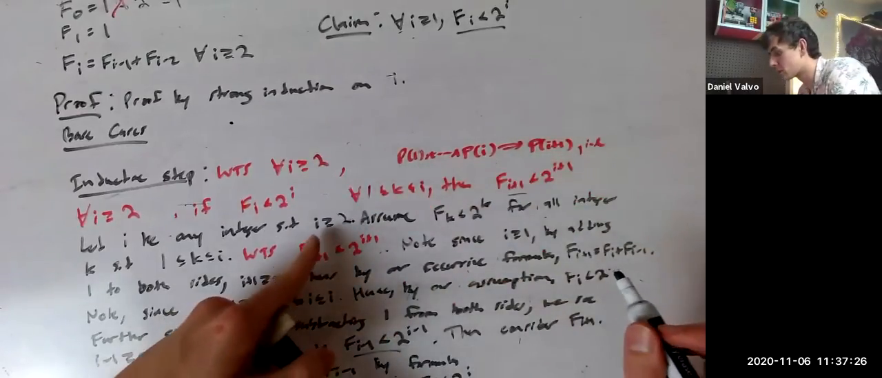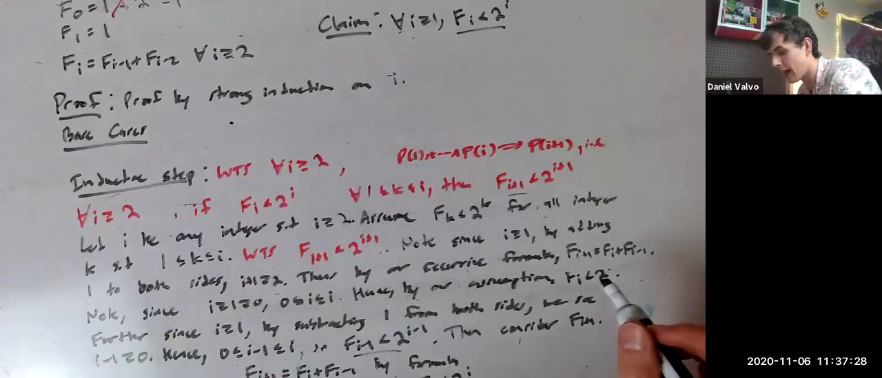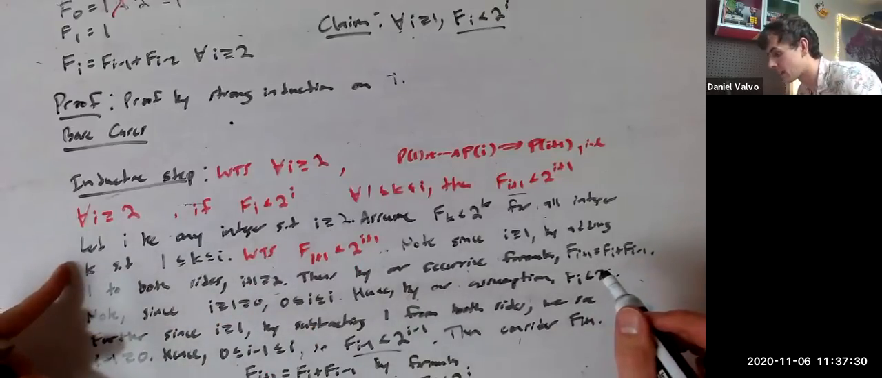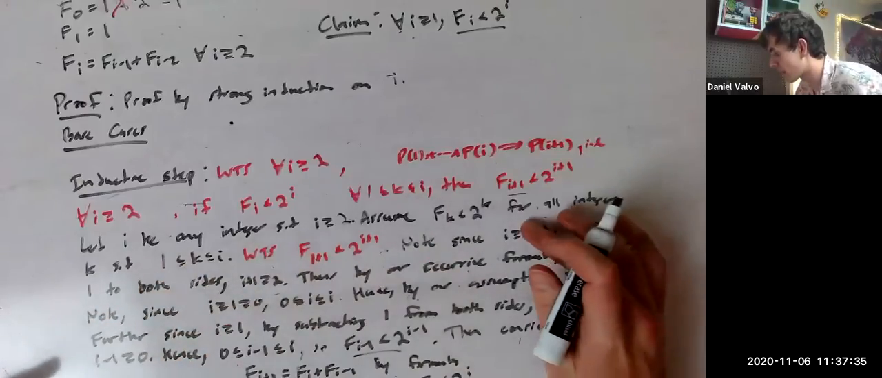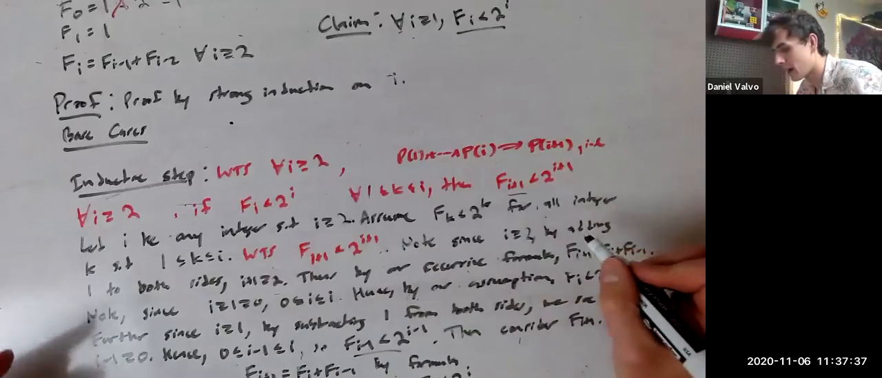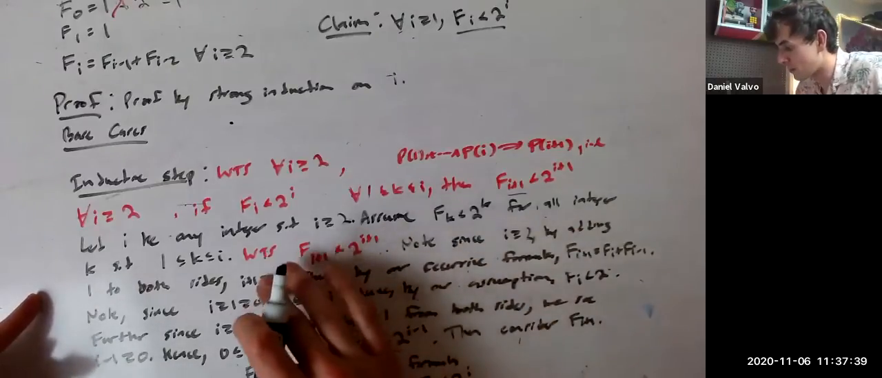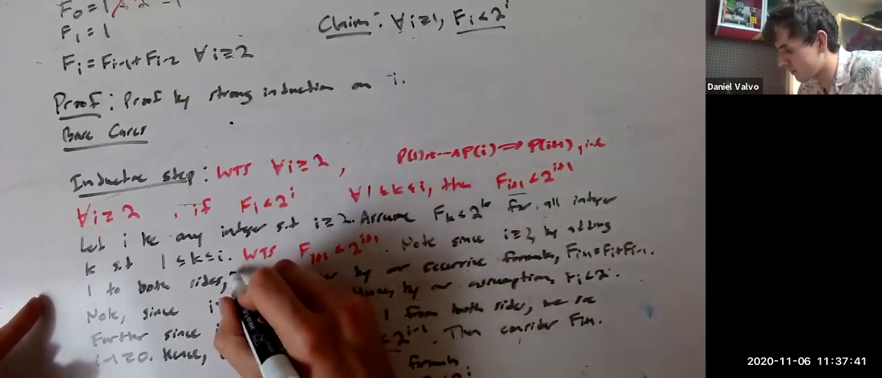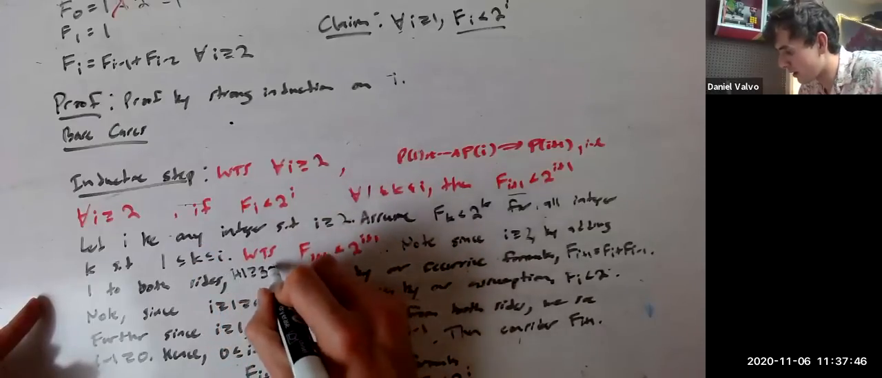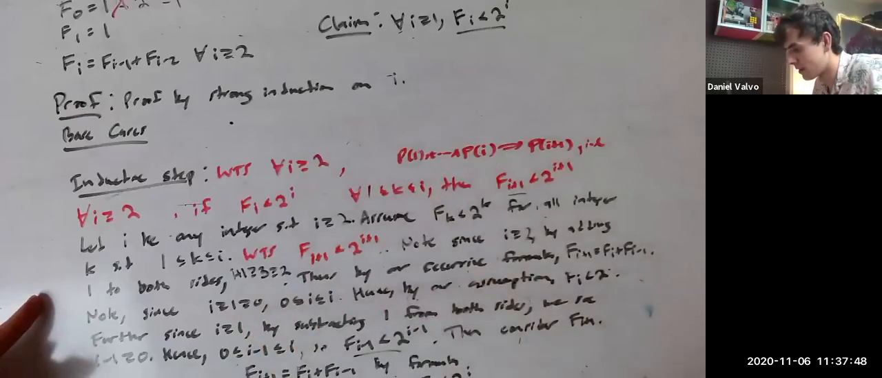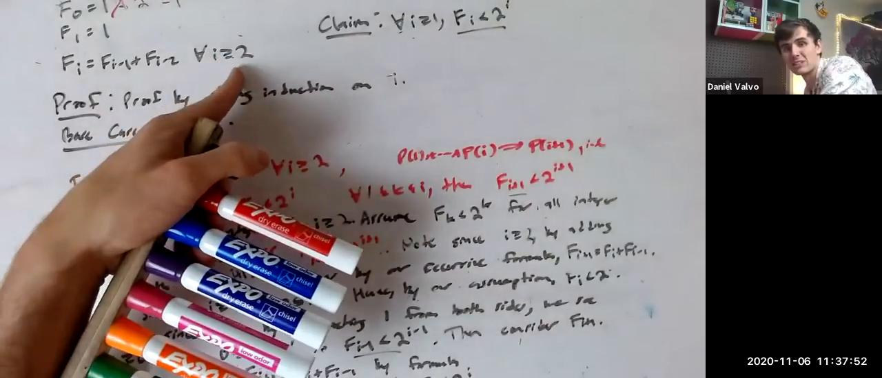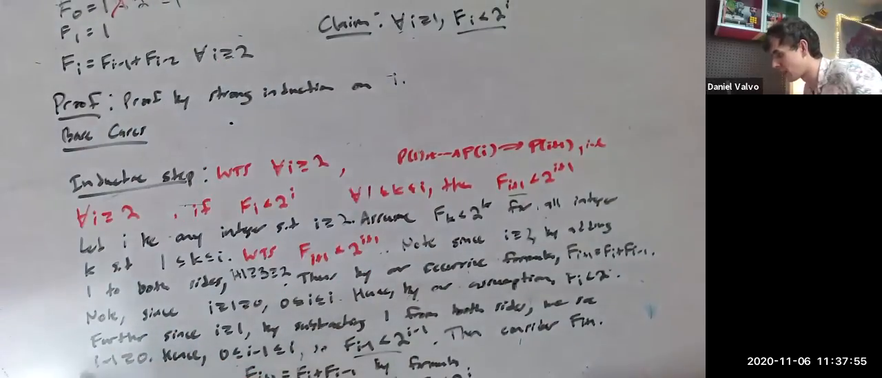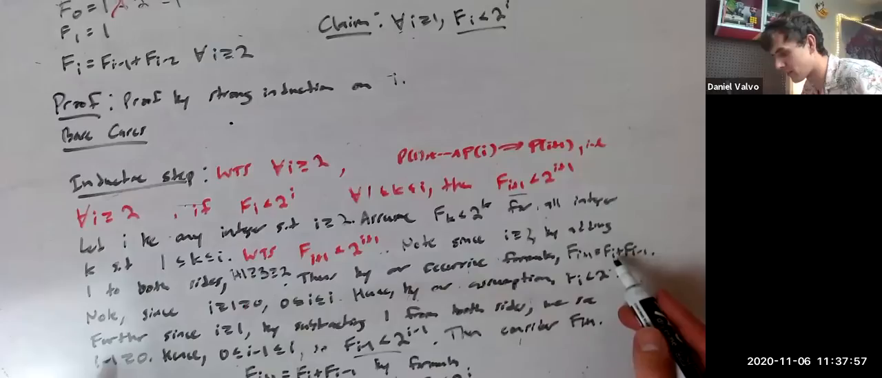So if i is bigger than or equal to 2, then we assume 1 less than or equal to k is less than or equal to i. Then note, since i is bigger than or equal to 2, by adding 1 to both sides, i plus 1 is bigger than or equal to 3, which is still bigger than or equal to 2. So we still get that i plus 1 fits this range of being bigger than or equal to 2, so we can use the recursive relation. By the recursive formula, we still get this.